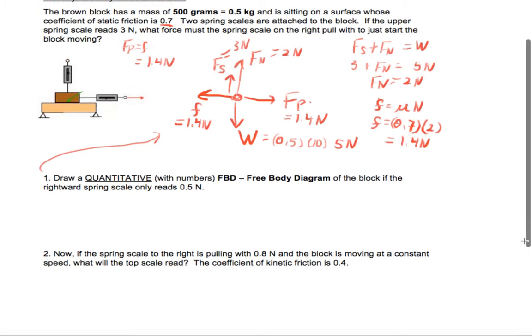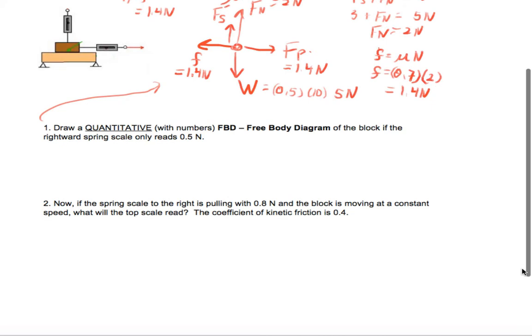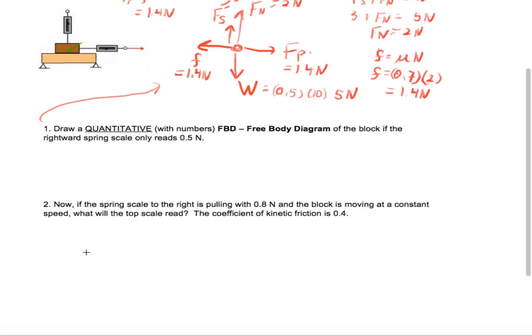Now, if the scale to the right is pulling with 0.8 newtons, and the block is moving at constant speed, what will the top scale read? I don't want to take chances. Let's completely redo all of our free body diagrams.